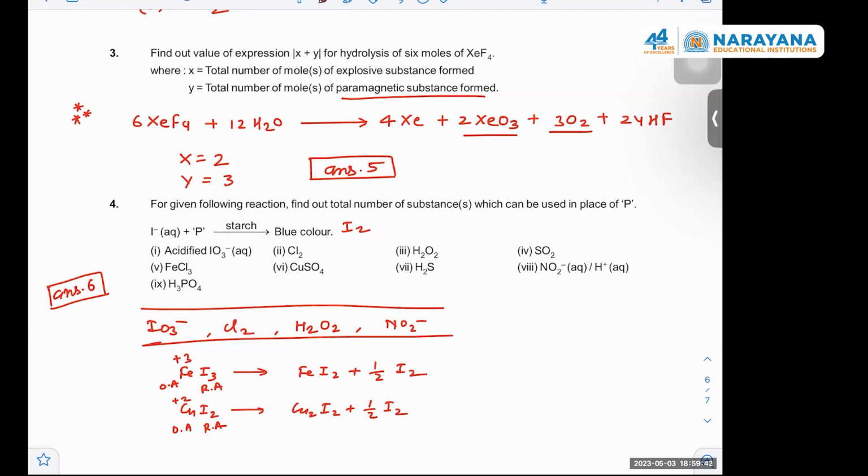Any doubt in this case? Getting the idea? Yes, sir. You have to first find the type of oxidizing agents, but in the case of FeCl3 and CuSO4, you have to find these reactions.